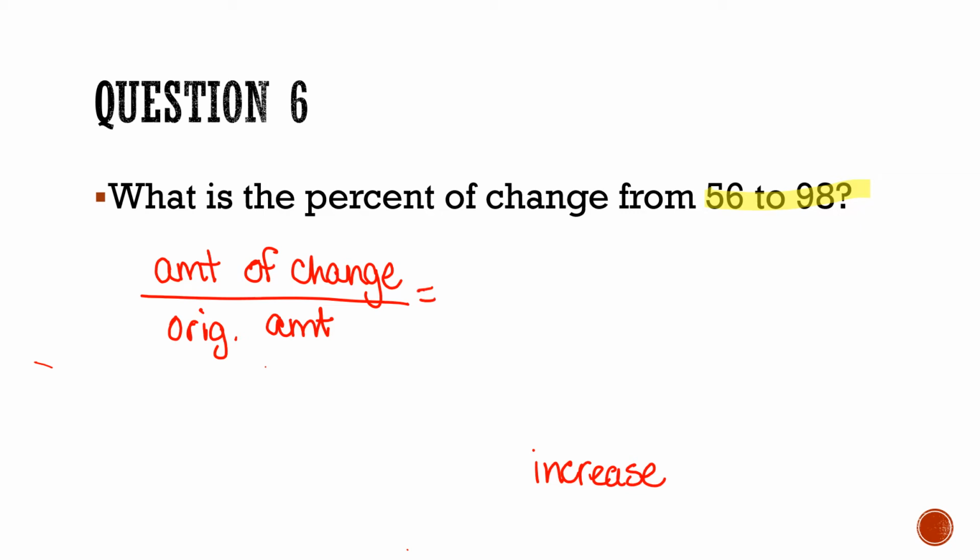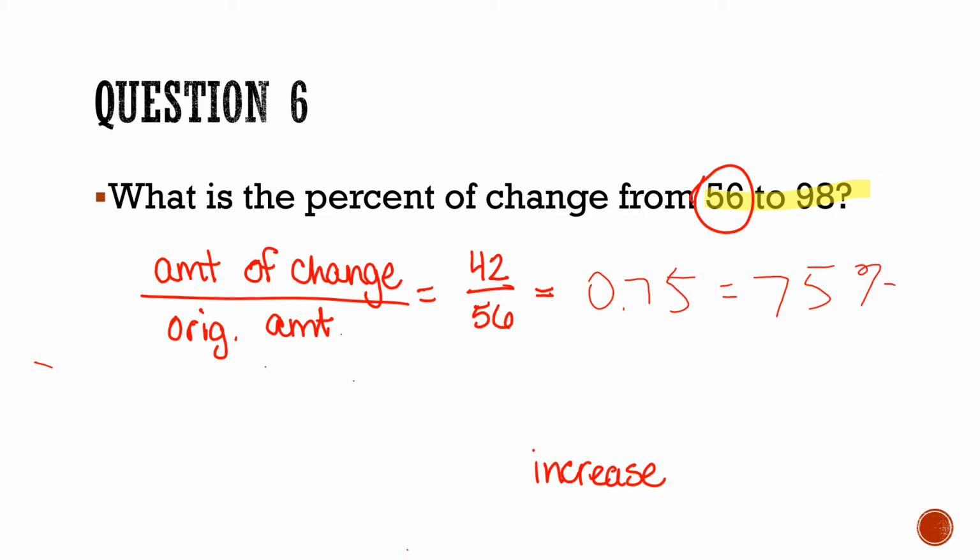So to find our amount of change, we're going to do 98 minus 56, which is 42. And then the original amount, what was it first, which was 56. So we're going to do 42 divided by 56, which is 0.75. And as a percent, we would say that is 75%. So that is a 75% increase.